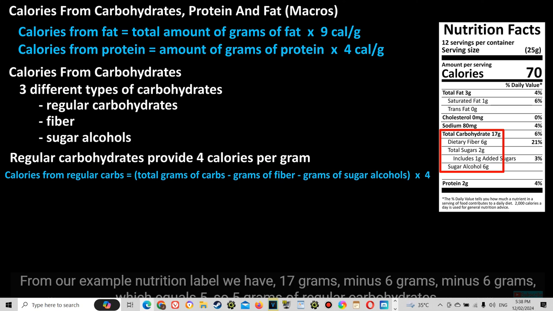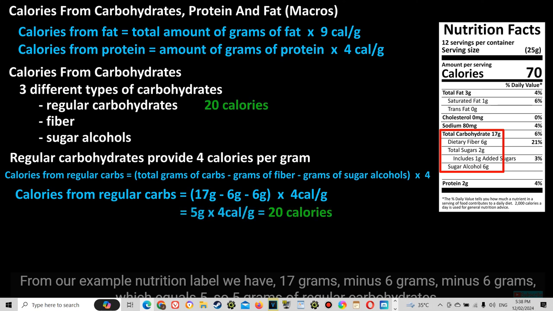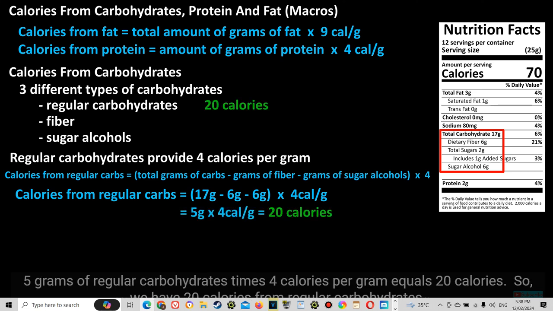From our example nutrition label, we have 17 grams minus 6 grams minus 6 grams, which equals 5 grams. So 5 grams of regular carbohydrates. 5 grams of regular carbohydrates times 4 calories per gram equals 20 calories. So we have 20 calories from regular carbohydrates.